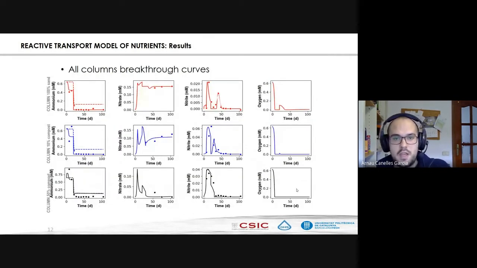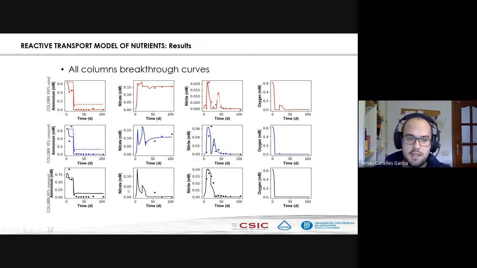which will show the results that we had previously. So these were the breakthrough curves that we had for the 3 kinds of columns. There is a mistake in this. Oh, sorry, there was not a mistake. I thought it was 10% sand. So we can see here 100% sand, 10% compost, and 50% compost. And we see the dynamics of these 3 nutrients and oxygen, how they vary alongside time in the breakthrough curve.